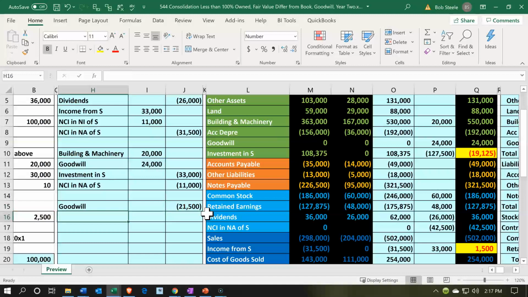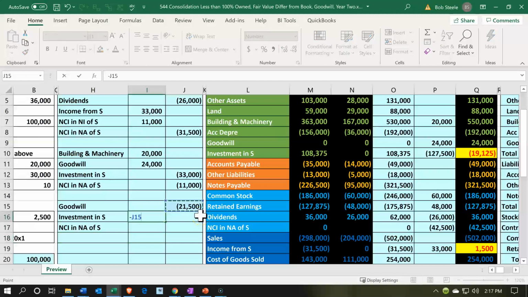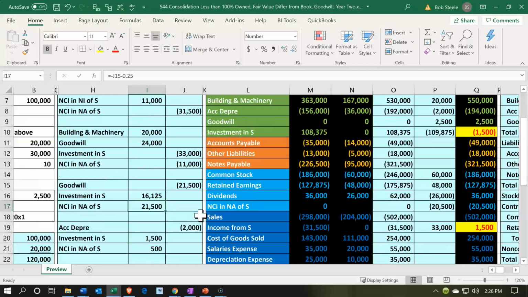21,500. And then the other side, I'm going to break out between the 75% in the investment account, so the investment in S, and then the other side go into the non-controlling interest. So not the income statement, right? And that's going to be 75% of this. So I'm going to say negative this times 0.75, and then negative of this times 0.25. Note that I did not calculate this correctly. I put minus 0.25, which obviously is not quite right here. So it would be times 0.25 or times 1 minus that 75 up top.